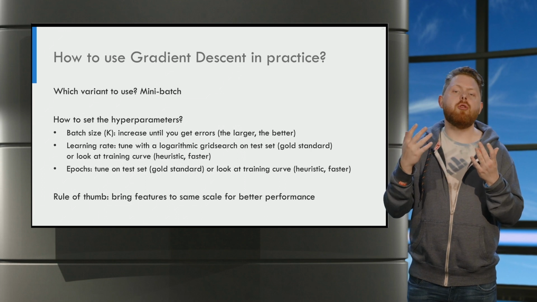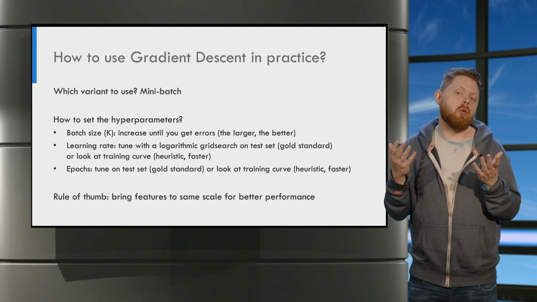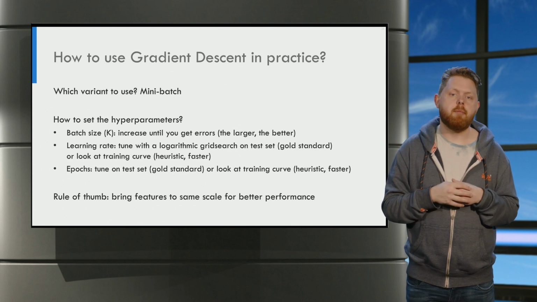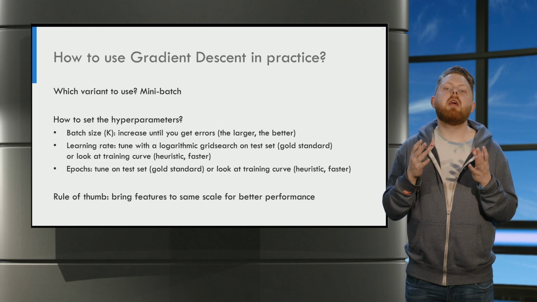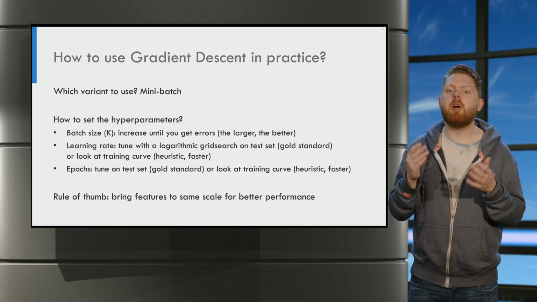Ideally, you also tune the number of epochs on a test set, but here often people also look at the training curve to save time. Finally, bringing features to the same scale usually benefits the performance of gradient descent.